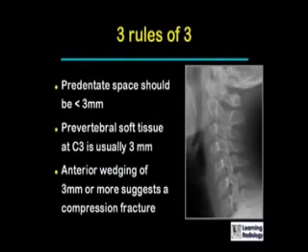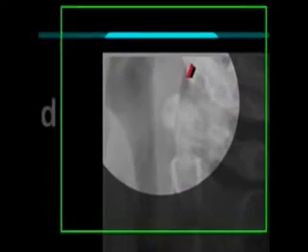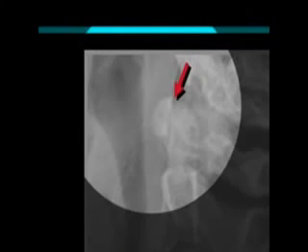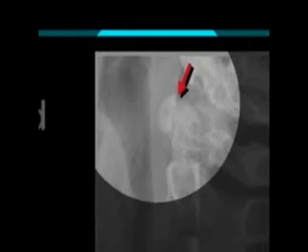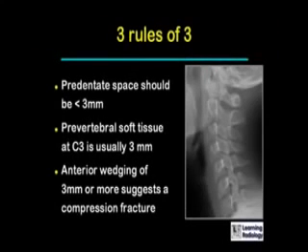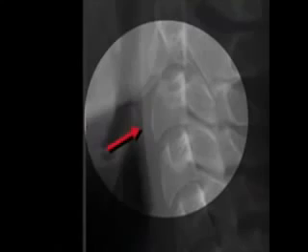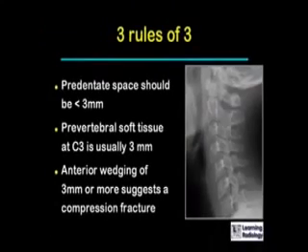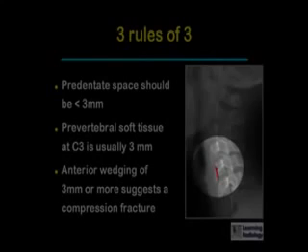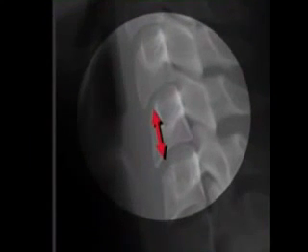First, we're going to start with some normal anatomy. These are my 3 rules of 3. The predentate space, the space that is indicated here by the red arrow pointing to the thin lucency just in front of the dens, should be less than 3 millimeters in an adult. The prevertebral soft tissue at the level of C3 is usually less than 3 millimeters. And anterior wedging of 3 millimeters or more of a vertebral body suggests the presence of a compression fracture.